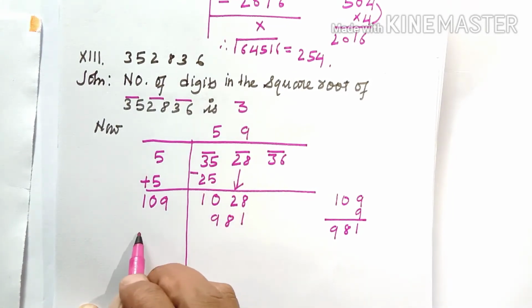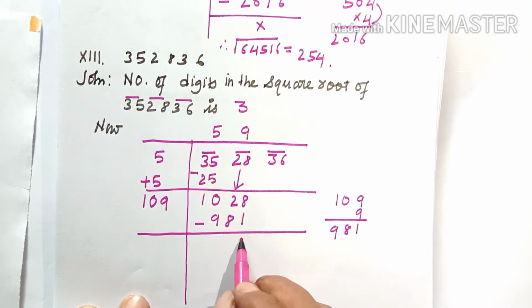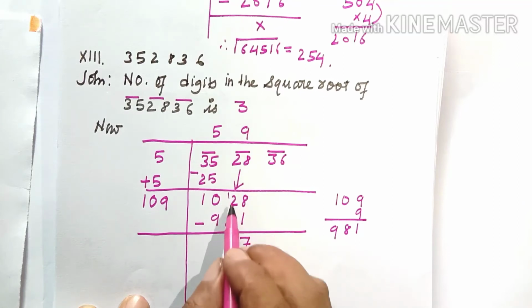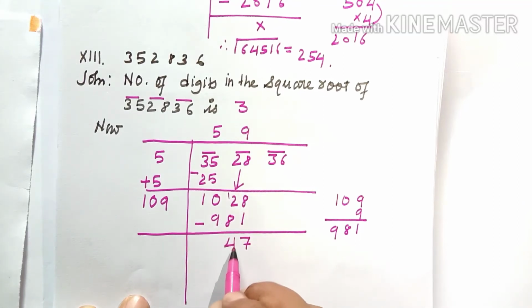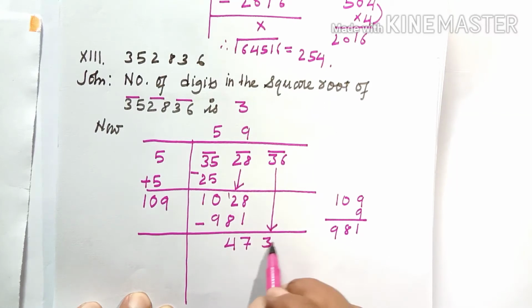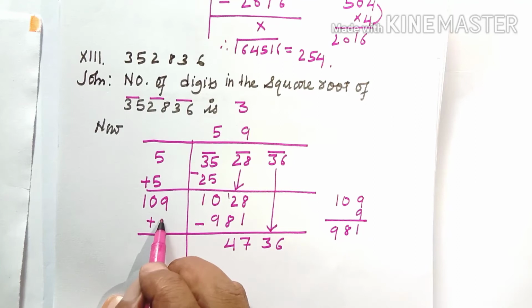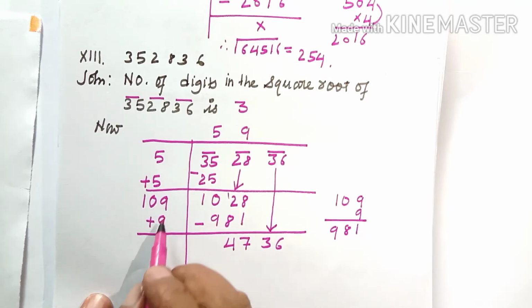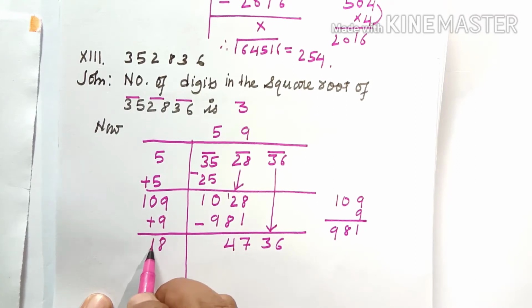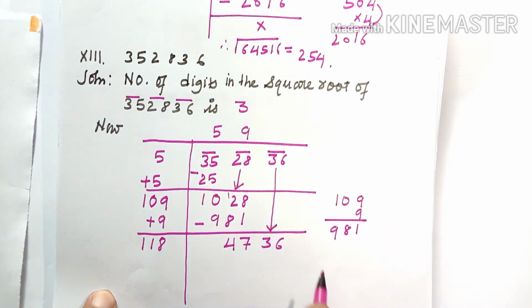981. Now we need to subtract. So 8 minus this will be 7. Borrow. So 12 minus this equals to 4. After that you can bring down the remaining period, that is 36. So here you will have to add which number? Only 9. So 9 plus 9 will be 18, 1, 1. Now we don't have a number to bring down. That means I need to check the unit place.